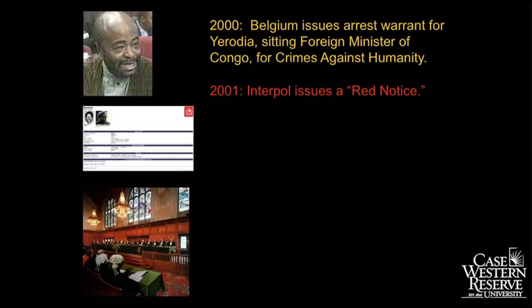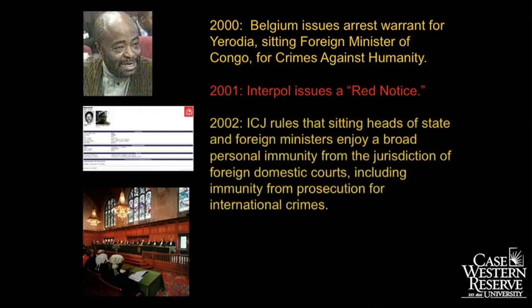There's a picture here underneath Mr. Yerodia's picture of a typical red notice. Then the government of Congo said, you can't issue an arrest warrant for our foreign minister. He's like the head of state. People at that level get head of state immunity.